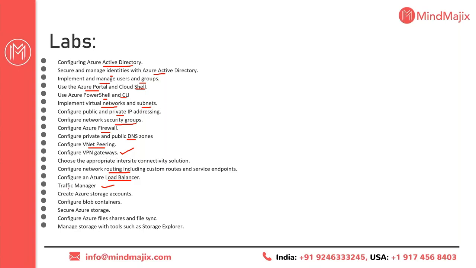We'll be seeing how traffic can be bound to a geographical region, to priority, or something else. Any applications that want to go global, be it Netflix, Apple, Google or anywhere, are using Traffic Manager in their applications.